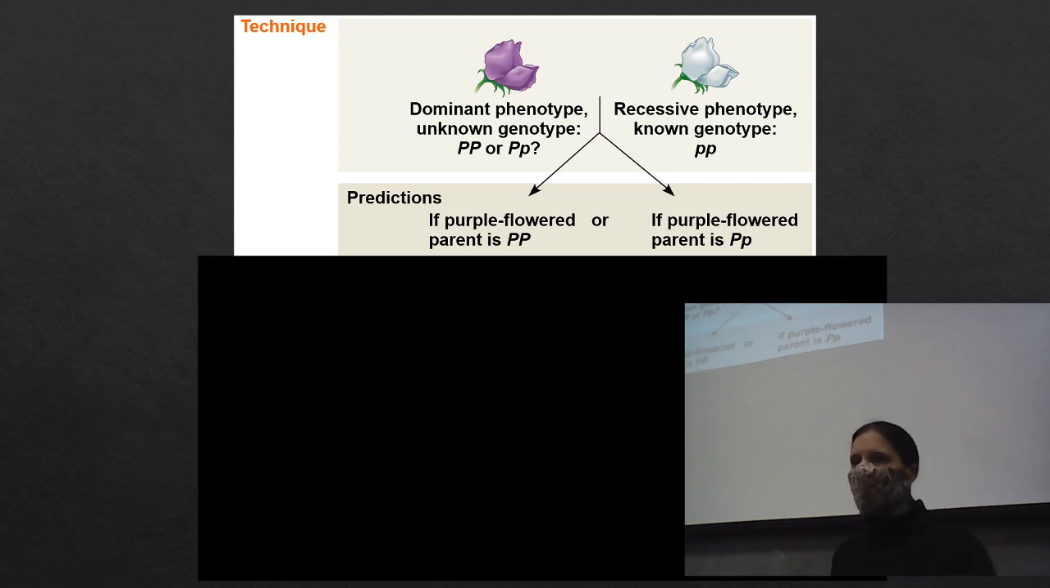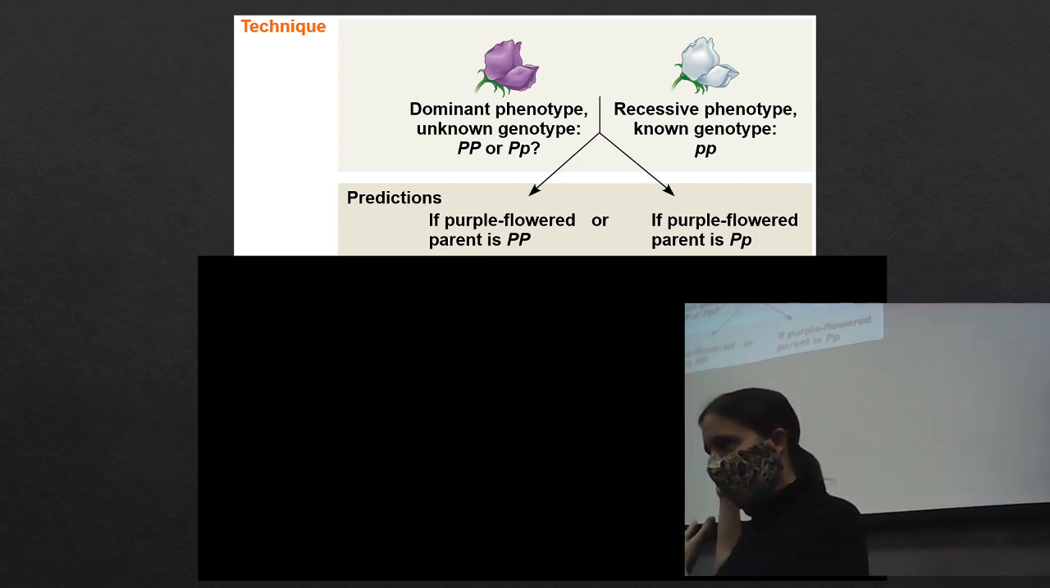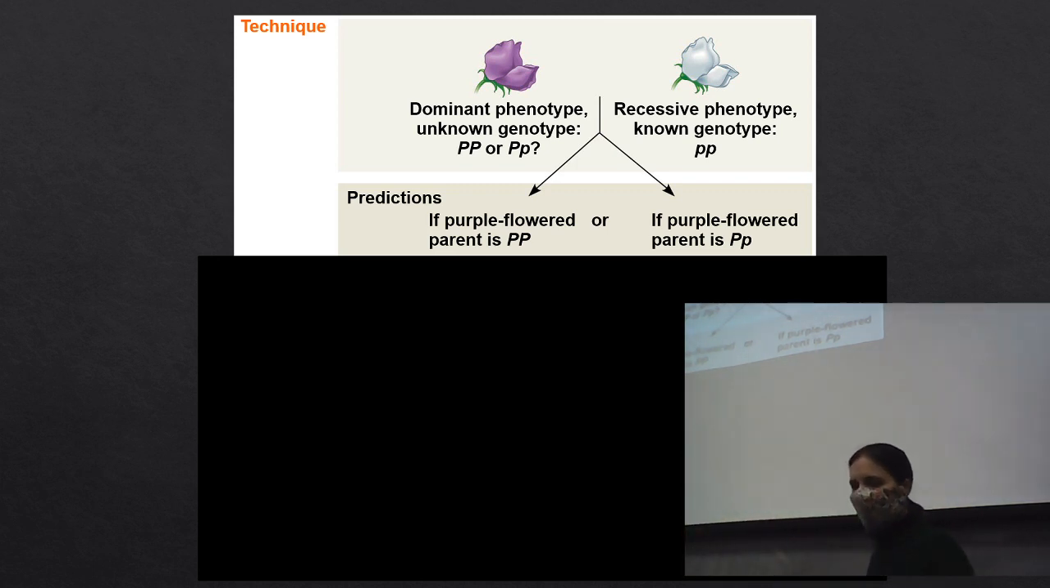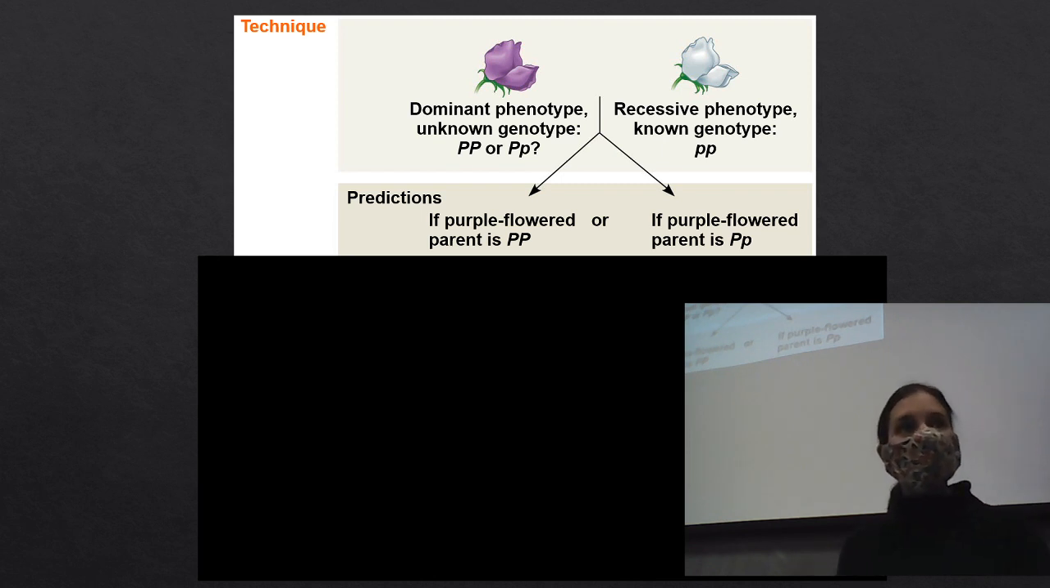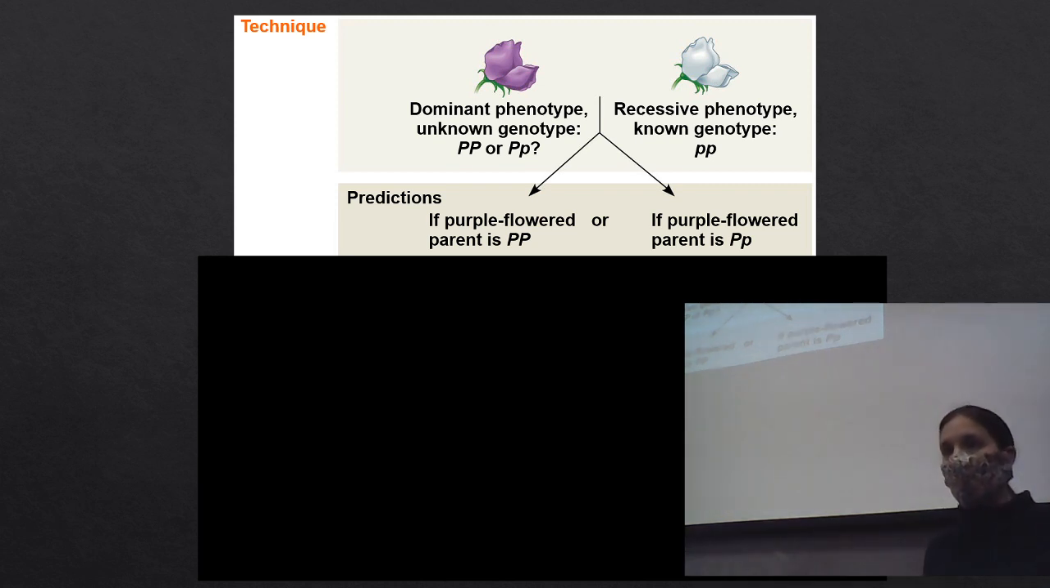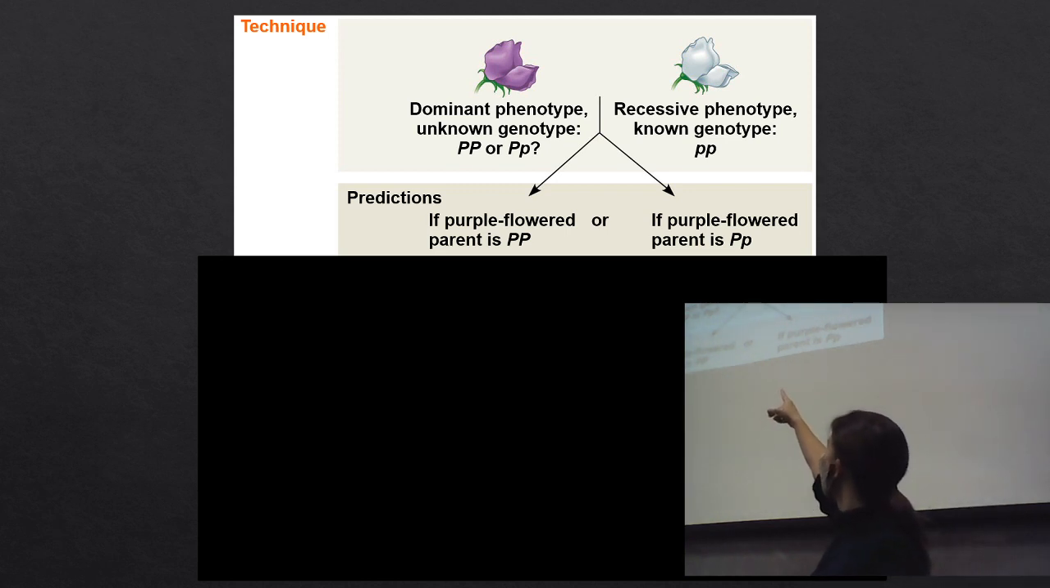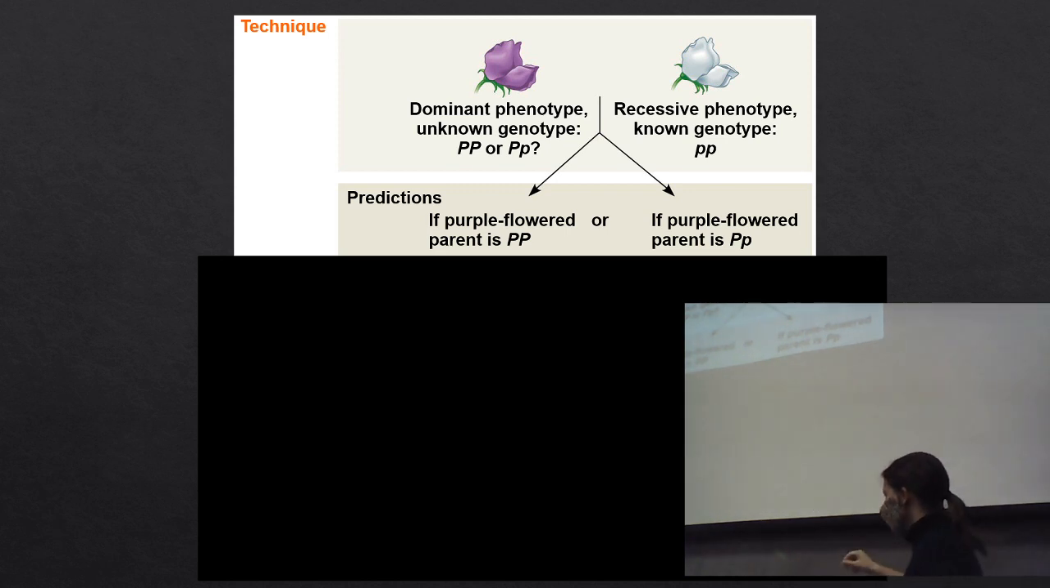Okay. Which one do we want to do first? We want to figure out what this mystery pea plant is. Do we think mystery pea plant is homozygous dominant or heterozygous? There's no information here, just guess. We want to check if it's heterozygous. Okay. If this plant is heterozygous, when that plant crosses with the white plant, there are a couple things that can happen.